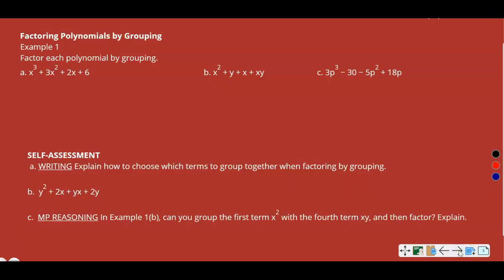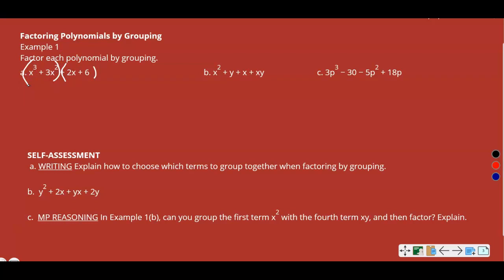All right, let's look at example 1. Factor each polynomial by grouping. It tells us to factor by grouping, but if you look at a polynomial and you see that it has 4 terms, hopefully you automatically think grouping. All right, so 4 terms, I'm going to group these into 2 terms each, and then I can factor out my greatest common factor of each binomial.